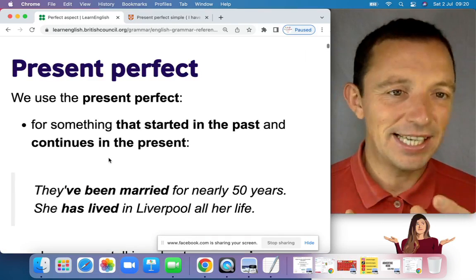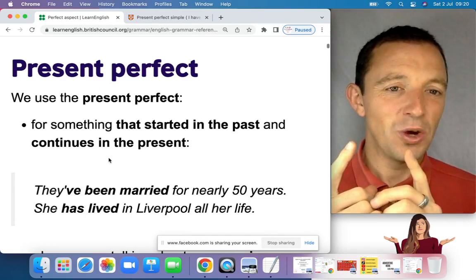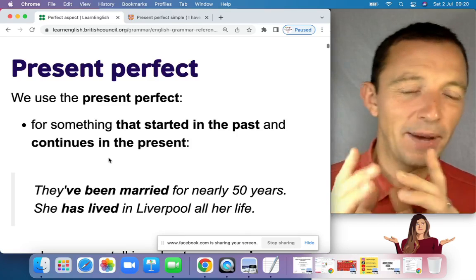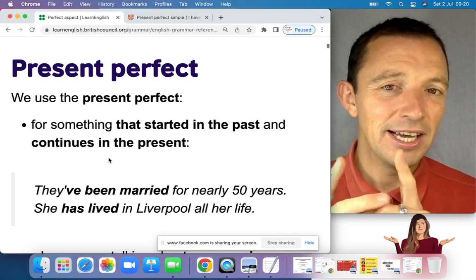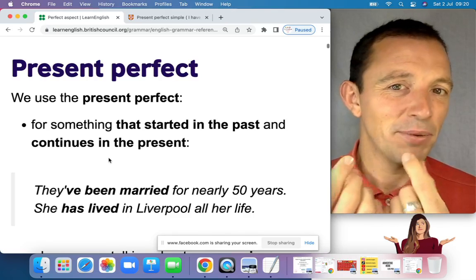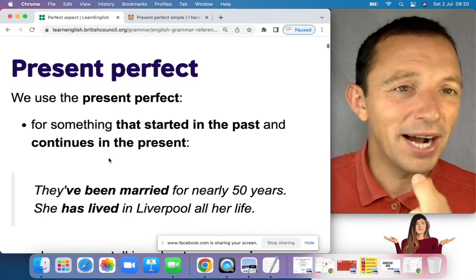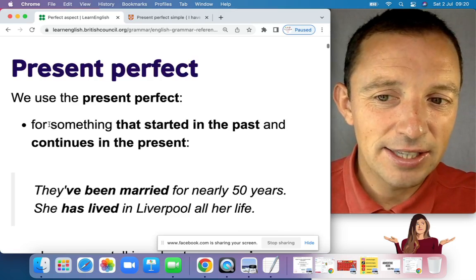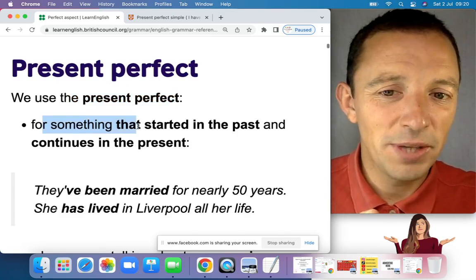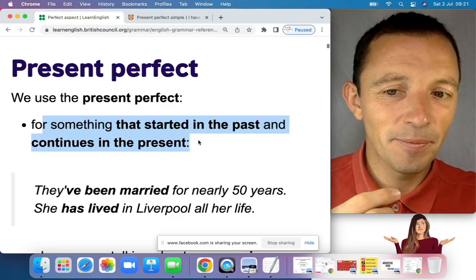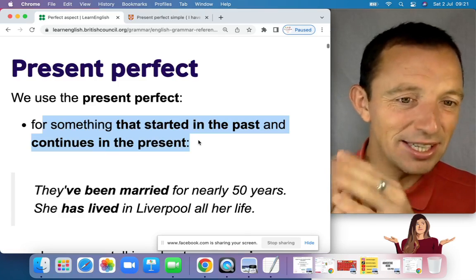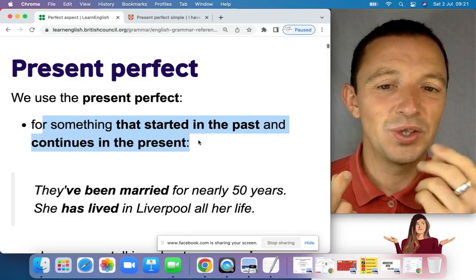And as I said, the present perfect, we look at the perspective of the present and we look back. So this is the perspective of the present perfect. From the present, we look back to the past. And here is the explanation. We use the present perfect for something that started in the past and continues in the present. It started in the past, but it continues in the present.